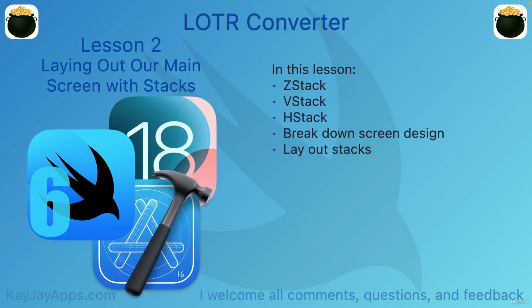In this lesson, we learned all about ZStacks, VStacks, and HStacks, and how we can use them to lay out a custom design for our apps. Then we studied our final screen design and broke it down to its individual parts to identify exactly where we need to place our stacks to get the design that we want. After that, we put our expert stack knowledge into practice and laid out our stacks within the code. In the next lesson, we're finally going to start adding design elements that we can actually see. We'll learn how to add image, text, and button views, and we'll learn how to modify our views so that they look exactly how we want. So I'll see you in the next lesson.